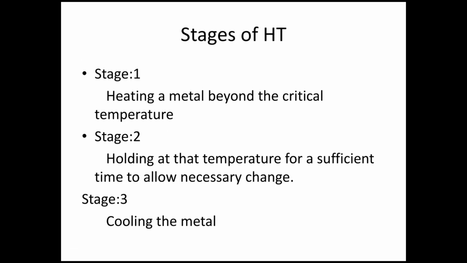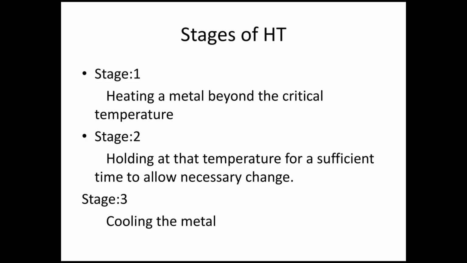Stages of the heat treatment process. It is a three-stage process. First, we heat the metal above the critical temperature, then hold at the particular temperature for a time to allow the necessary change, and then cool the material. First step: what is critical temperature?